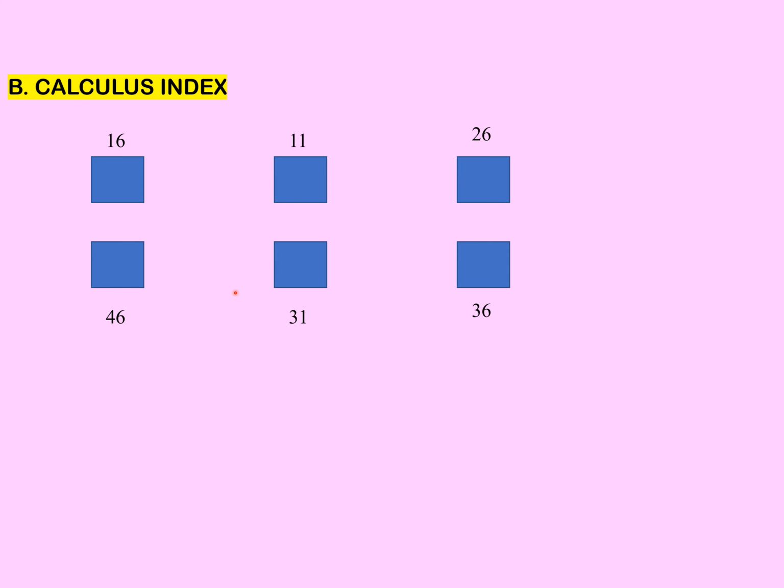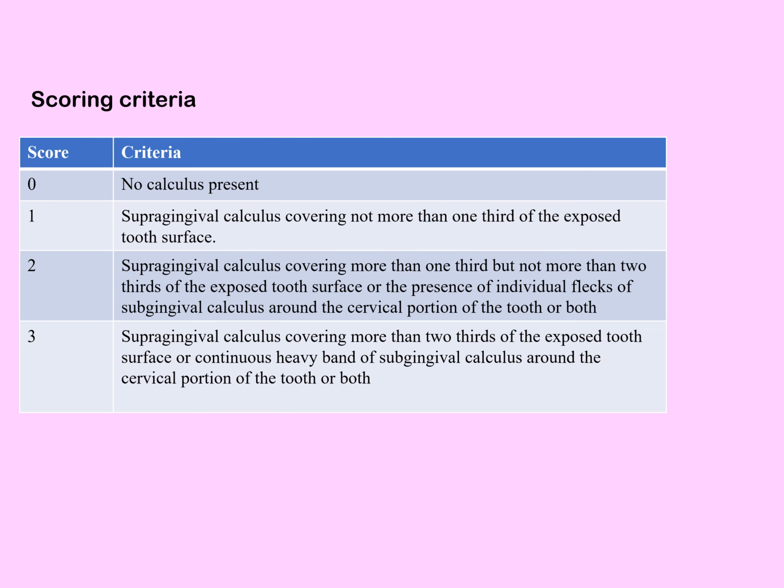The next component of OHIS index is the calculus index. In this, the index teeth are 16, 11, 26, 36, 31, and 46. Based on the scoring, score 0 represents no calculus present. Score 1 is supragingival calculus covering not more than one third of the exposed tooth surface.